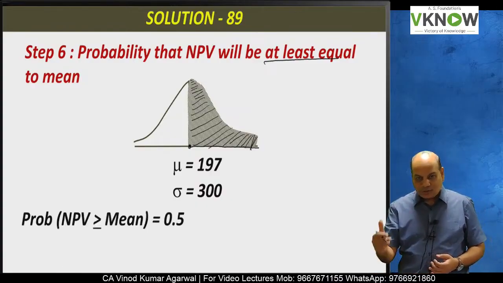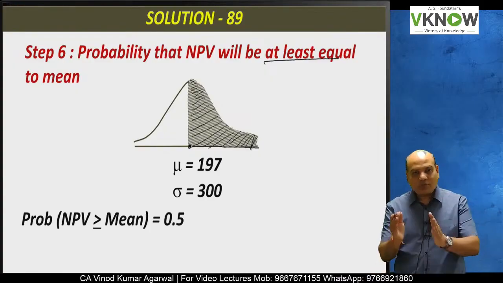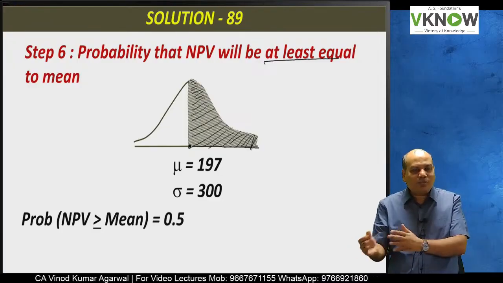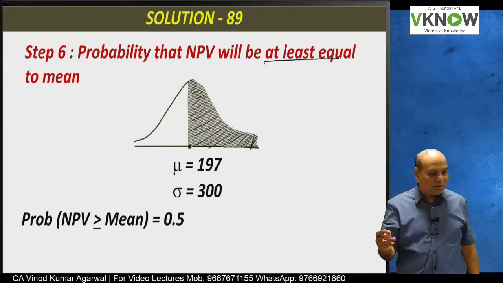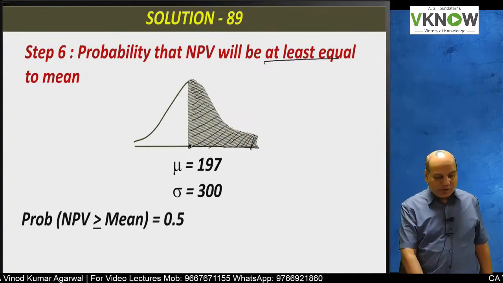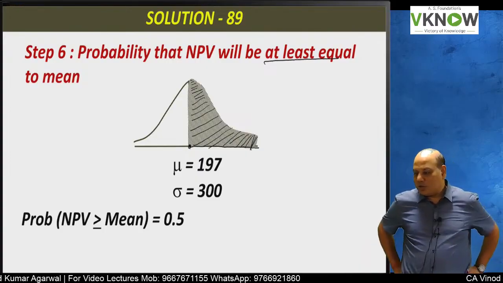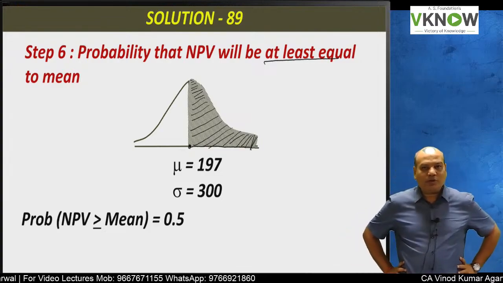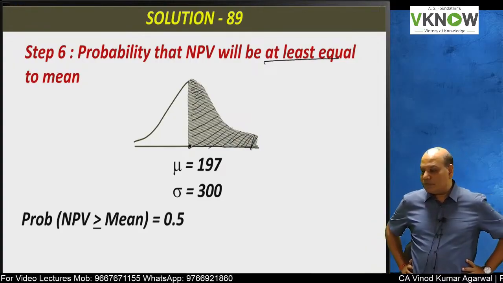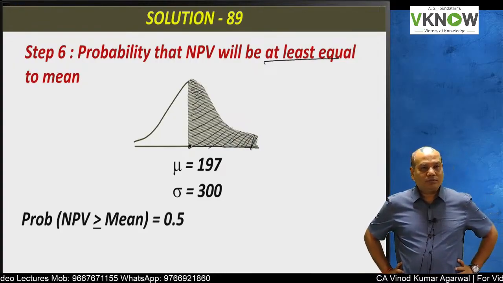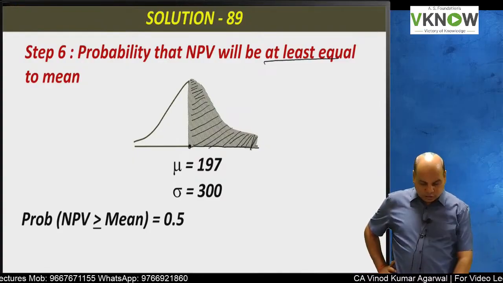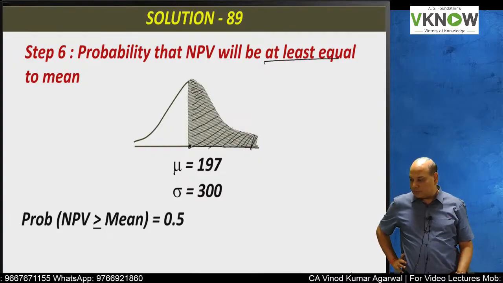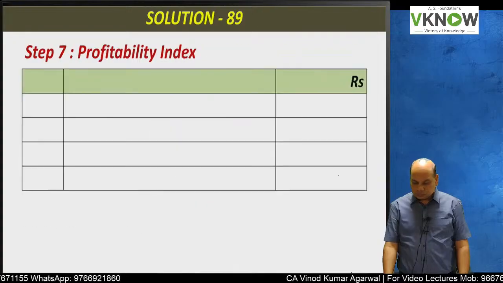0.5 is the right answer. Wonderful. Because I have to find more than mean. Mean is in the center. So more than mean means 50%. Very good answer. Please write probability NPV is greater than or equal to mean is 0.5. Is it right now?